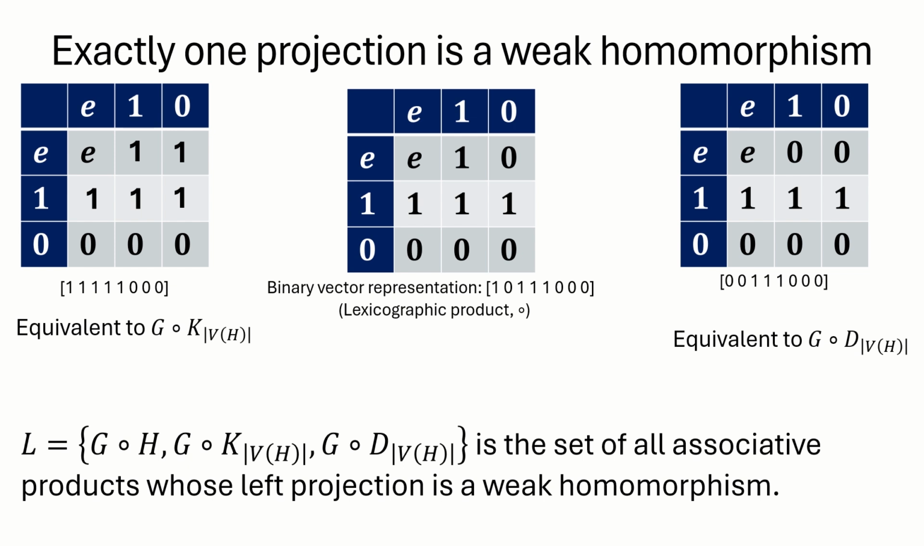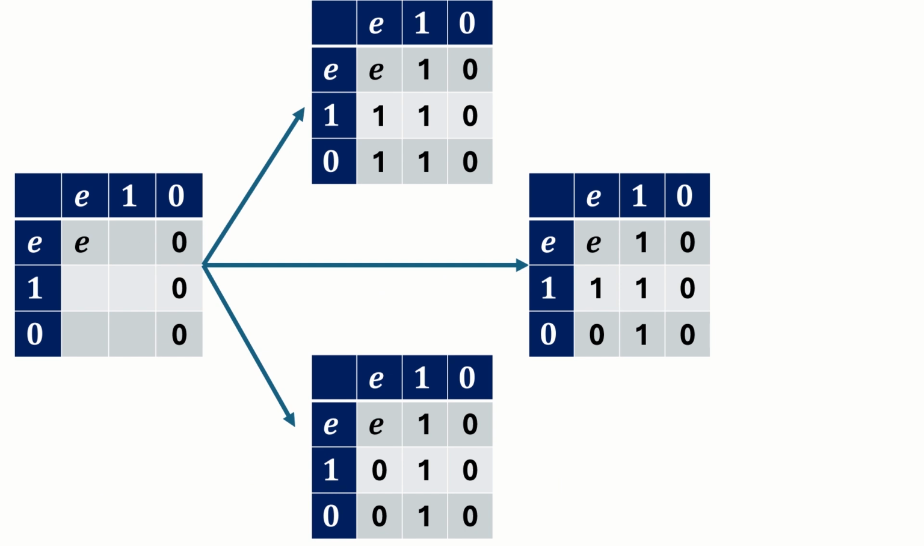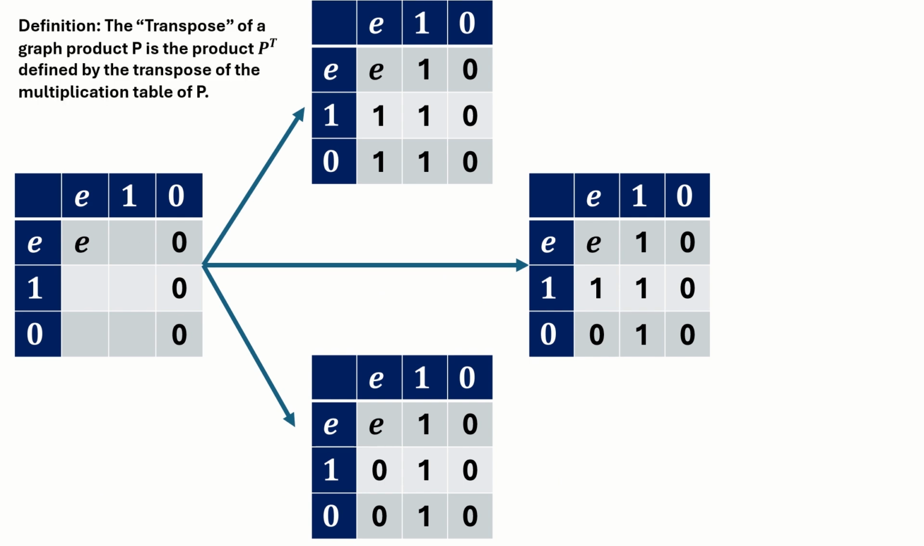We can repeat these arguments with the transposes of these tables. That is, when we assume the rightmost column is all zeros and find the associative products from that starting point. There will be 3 more products whose tables are shown here. These are the so-called transposes of the products we just found, where we define the transpose of a product to be the product defined by the transpose of its multiplication table.